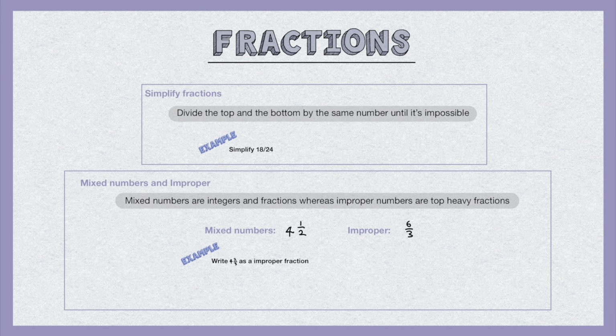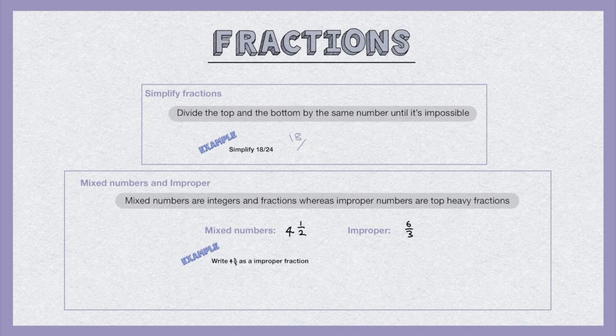Today we're going to be talking about fractions. Firstly, we're going to be talking about how to simplify fractions. To simplify fractions, you divide the top and the bottom by the same number until it's impossible to do so. So let's start off with the example of 18 over 24 and let's simplify it.